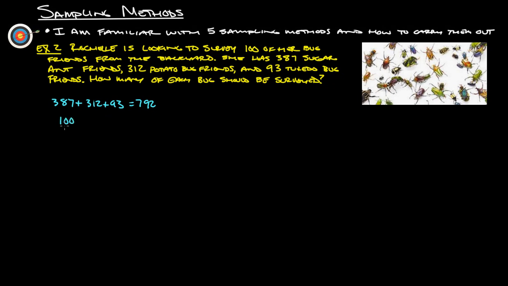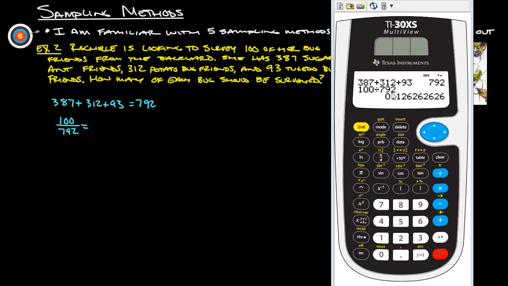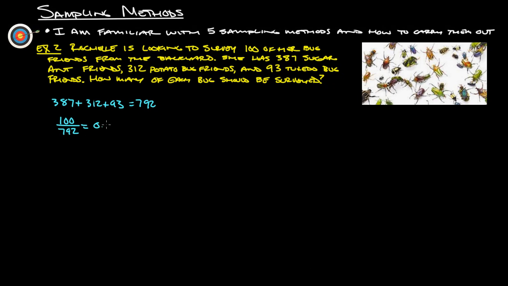Okay, she only wants to survey 100, so what we want to do is take the 100 and divide it by 792, and that will give us the percent of each population of these 3 bug sets that we want to survey. Okay, so when we take 100 divided by 792, we get 0.126. We'll go with 0.126. So we want to survey 12.6% of each one of these groups so that we get pretty close to 100.